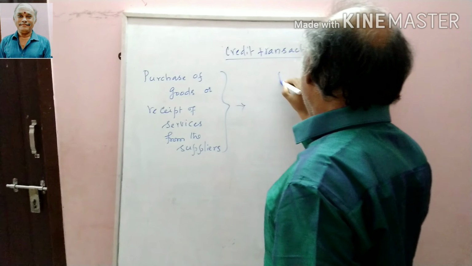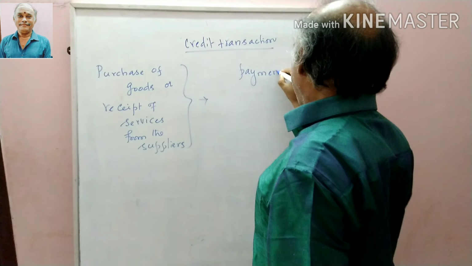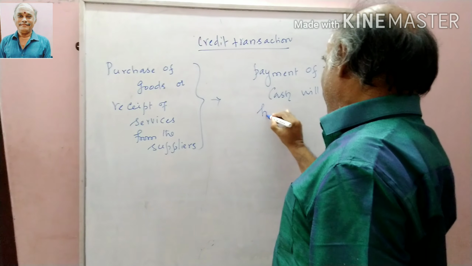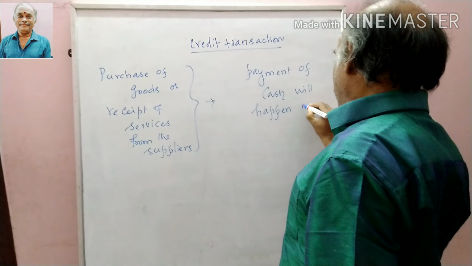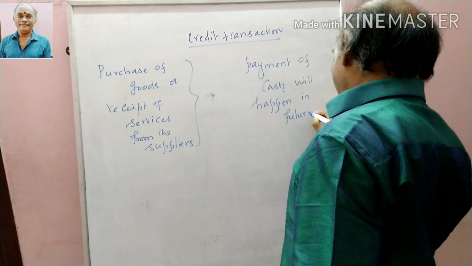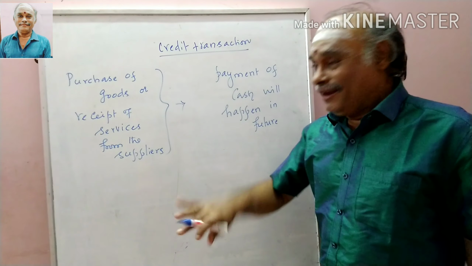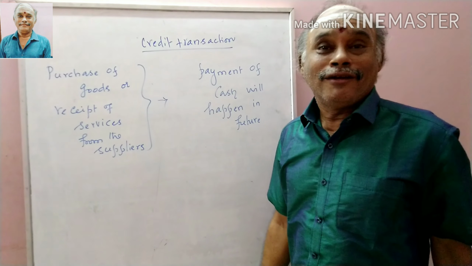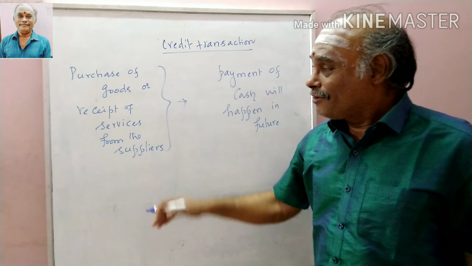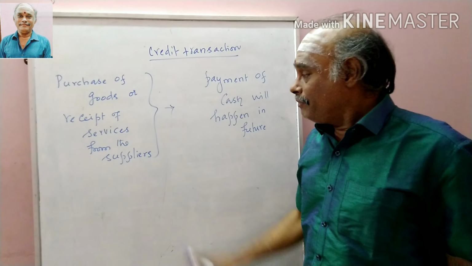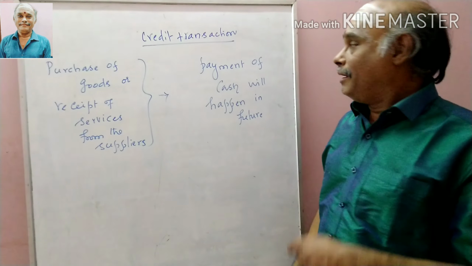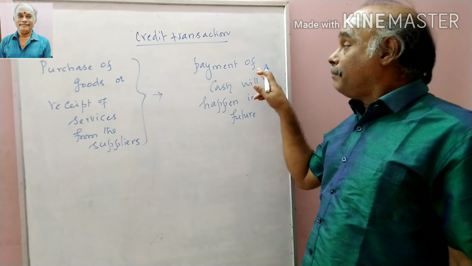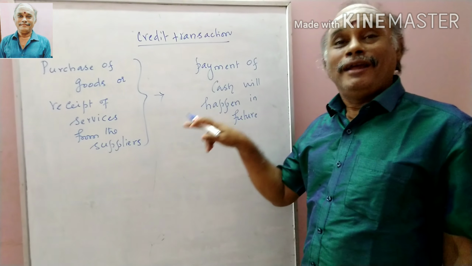And for which payment of cash will happen in future. So we take their goods and we take their services, or we have already taken them, because I said all accounting transactions are past events. So we had already purchased goods or we had already received the services from them, but for that we are going to make the payment of cash on a future date. So ultimately it becomes advantageous for us.